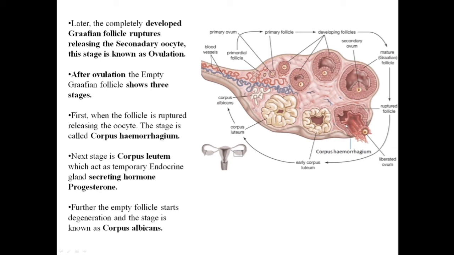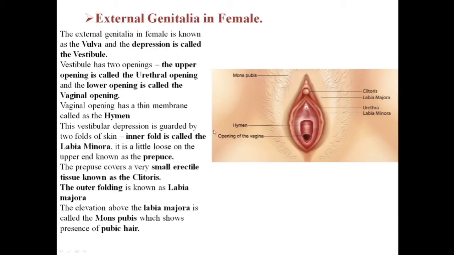Now in the next slide, we will talk about the external genitalia in females and the glands associated with the female reproductive system. The external genitalia in female is known as the vulva, and it has a depression called the vestibule. In this vestibule there are two openings. The upper opening is called the urethral opening and the lower opening is called the vaginal opening. The vaginal opening is covered by a thin membrane known as the hymen.